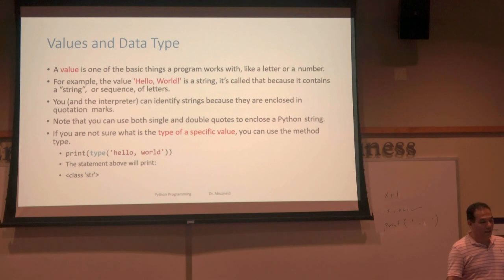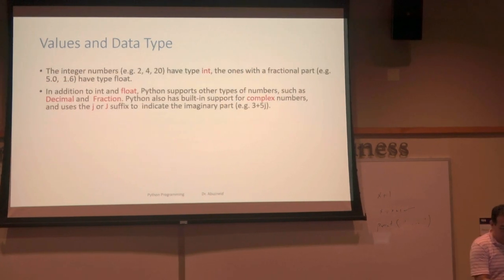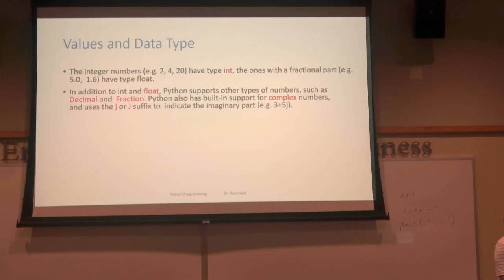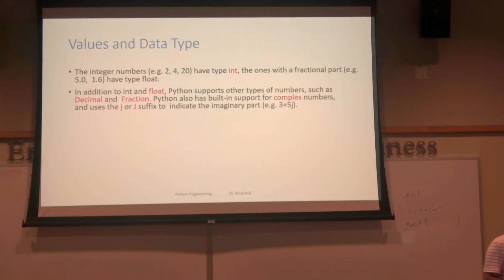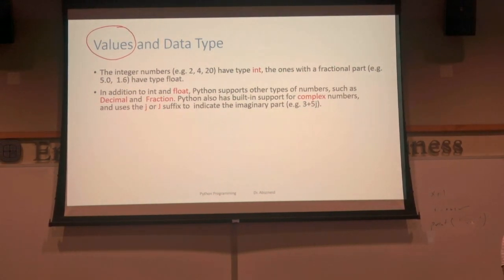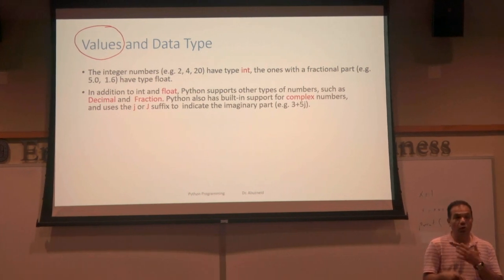So when you talk about the values and the data, you know what values are. Values could be an integer, a complex, a float, or a decimal. The nice thing about Python is you don't have to declare the type of the variable. There's no declaration of type. Python will know it by itself.